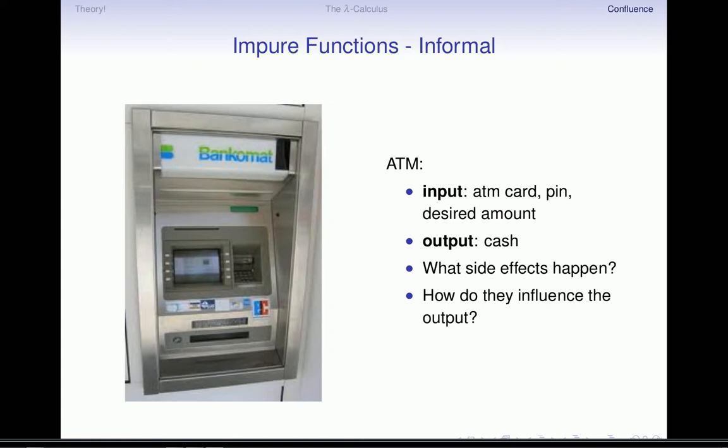Informally, impure functions can be seen like an ATM. You have an input which is an ATM card, a pin, and a desired amount. As an output you get cash. But there are side effects happening. And how do they influence the output? What could possibly happen here? Again, try to think about it for a moment by pausing the video.